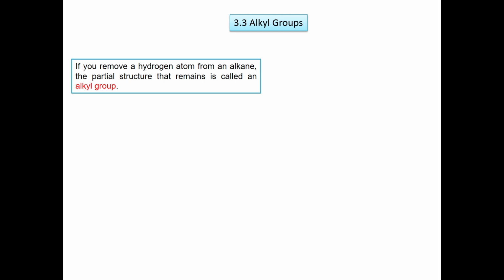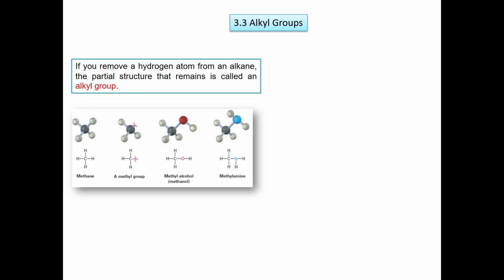What is an alkyl group? An alkyl group is basically a part of a molecule that is bonded to the carbon main chain, and what we do is remove one of the hydrogens. For example, CH4 is methane, but if we remove a proton, this is called methyl. And this is called methyl alcohol or methanol, and this is called methylamine because we have this fragment.